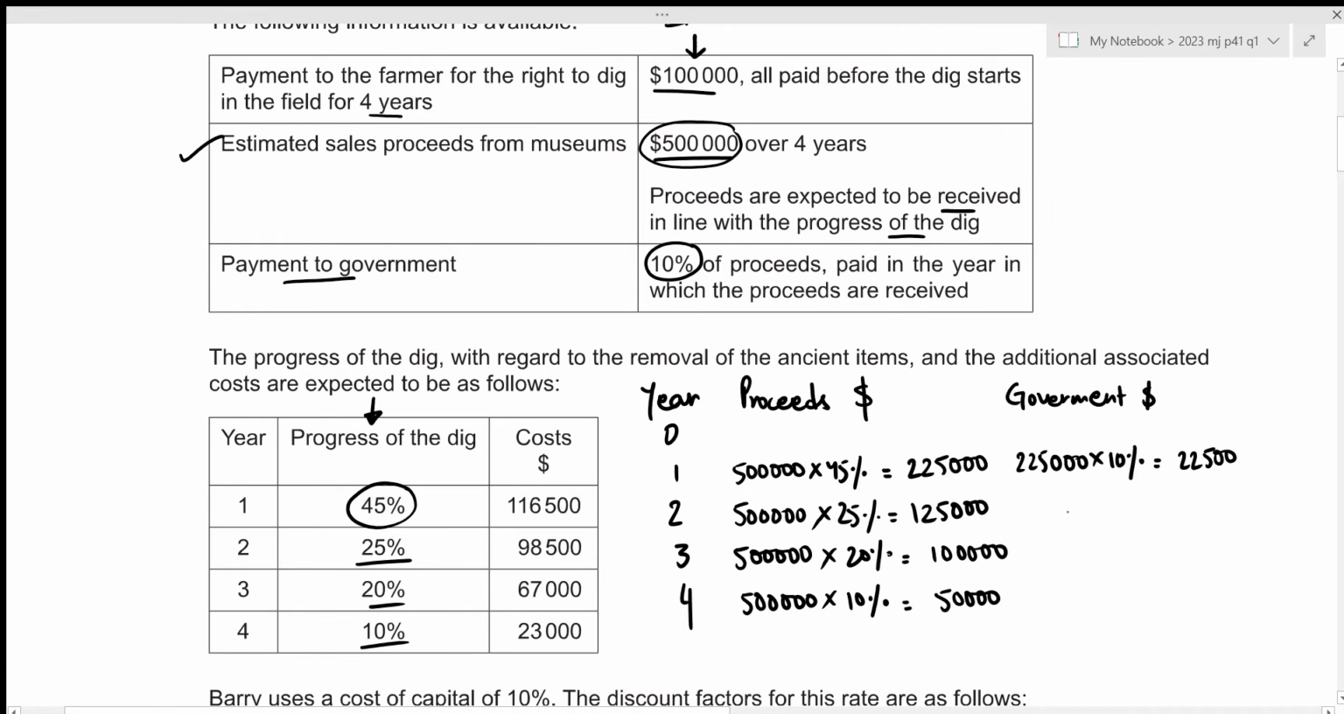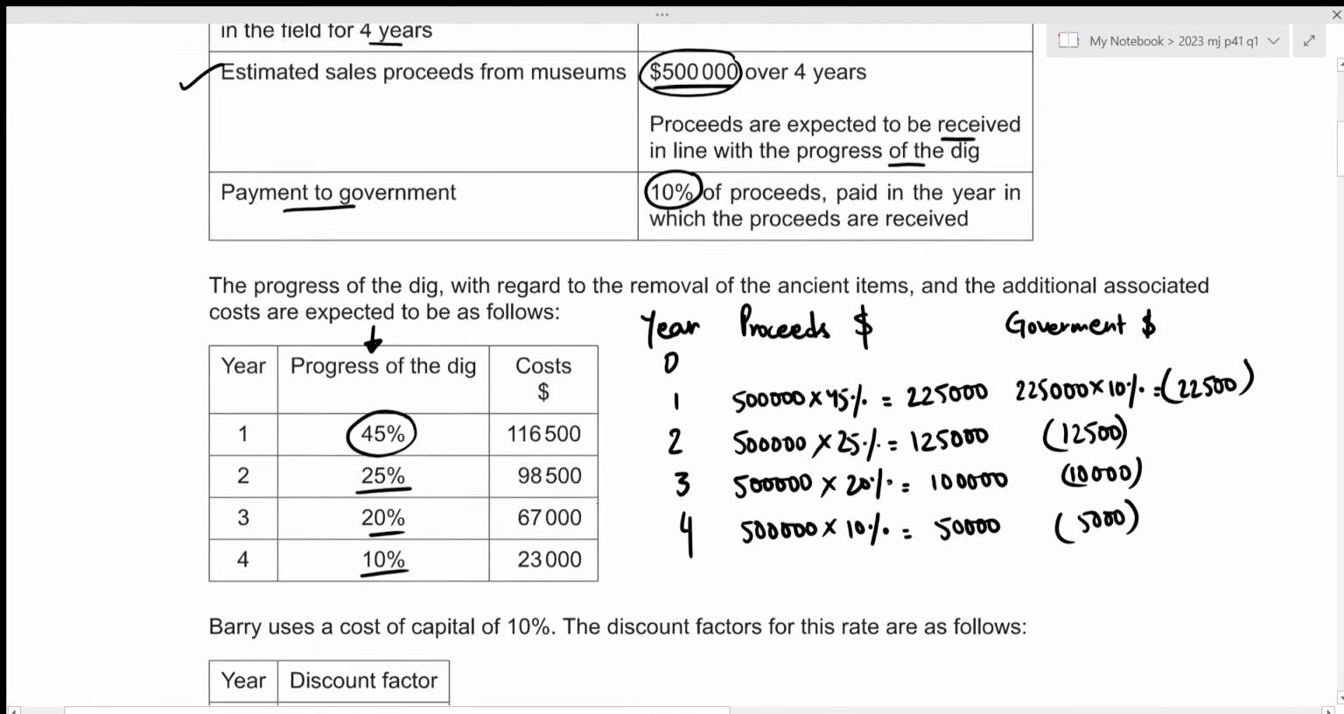Similarly, for year 2, that will be 125,000 times 10%, which will be 12,500. For year 3, that will be 100,000 times 10%, which will be 10,000. And for year 4, that will be 50,000 times 10%, which will be 5,000. And remember that we need to pay this to the government, which means that this will be our outflow. So these are the negative amounts. Okay, and then we're also given the costs.